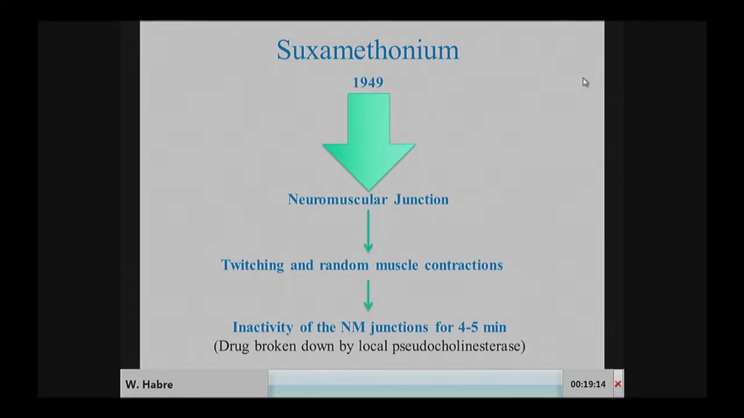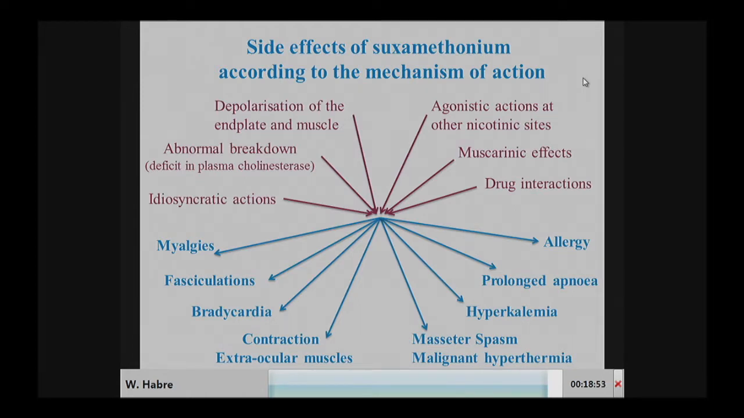Suxamethonium synthesis was done in 1949. You know that it acts on the neuromuscular junction, and it leads to random muscle contractions and inactivity of the neuromuscular junction for 4 or 5 minutes until the drug is broken down by local pseudocholinesterase. Now, the problem with this suxamethonium is that there are many side effects.